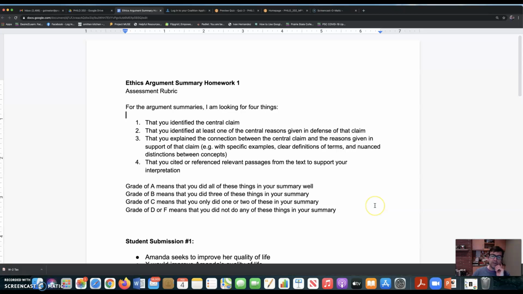Okay. A grade of C means that you only really did one or two of these things, and a failing grade means you didn't really do any. You wrote a paragraph, but you didn't really do any of these things, or didn't do them well enough to earn a passing grade.